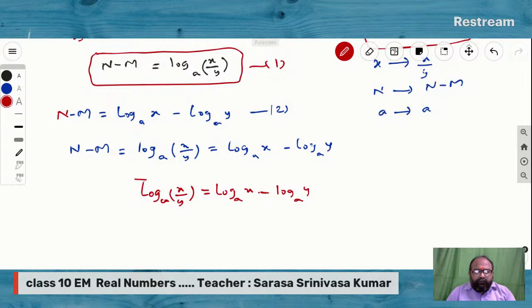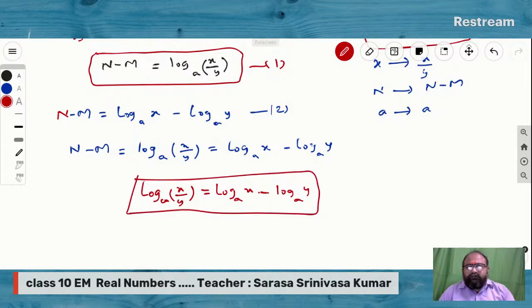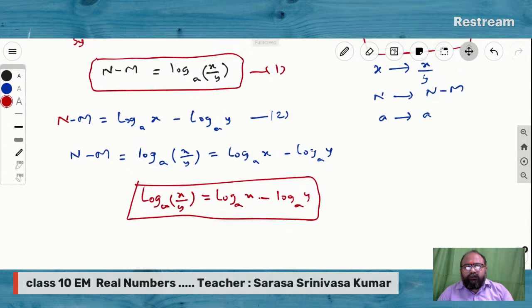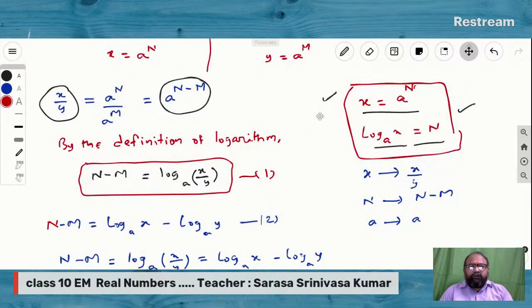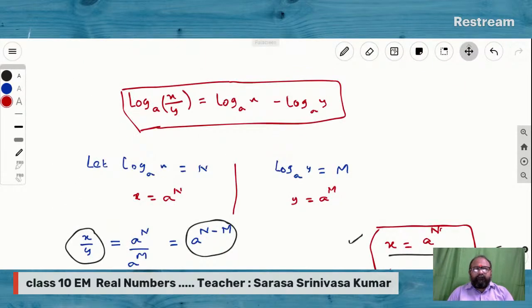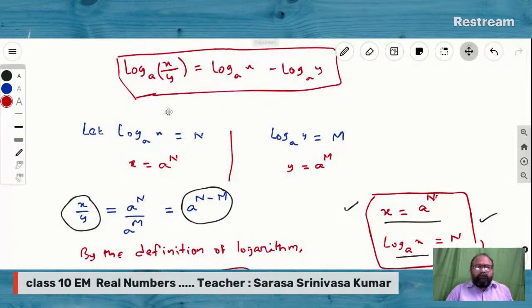So this is a very important formula. So we have derived this. Let us try to understand how we have derived this important result. Here we have to prove that log x by y to the base a equals log x base a minus log y base a. We have to prove this important result.